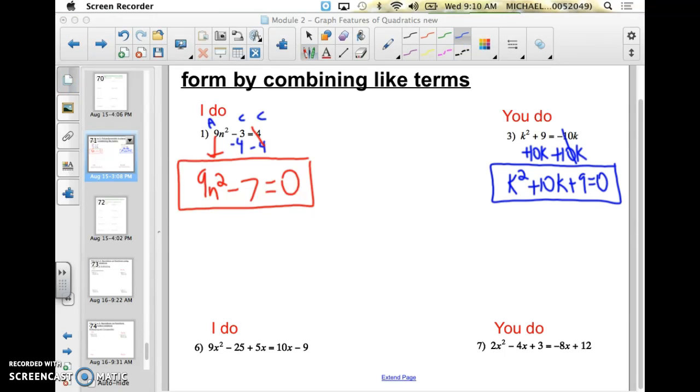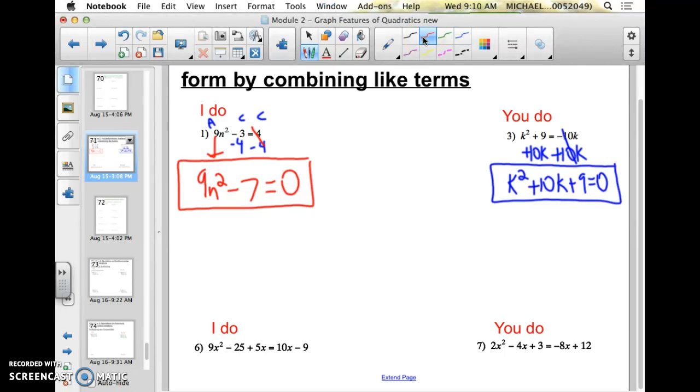Alright, at this point you should have tried number 3 on your own. I'm going to talk you through my steps. It was a negative 10k, which is a B term. So I guess I didn't identify my A. This is a C, and then this is a B term. Remember, C is the constant number by itself. B is the linear term with the variable that has power 1. So I had to move the B term over. It was a negative 10k, so I added 10k.